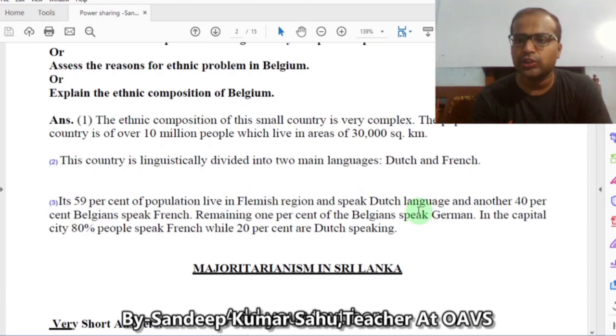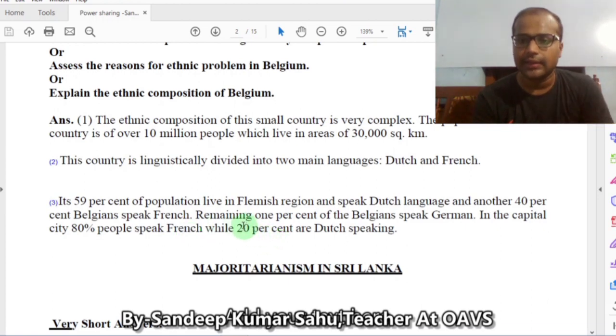So the majority were Dutch speakers who lived in the Flemish region, and another 40% of Belgium speaks the French language. 40% said French language, and the remaining 1% of Belgium speaks the German language. In the capital city of Brussels, 80% were French speakers, while 20% are Dutch speakers.